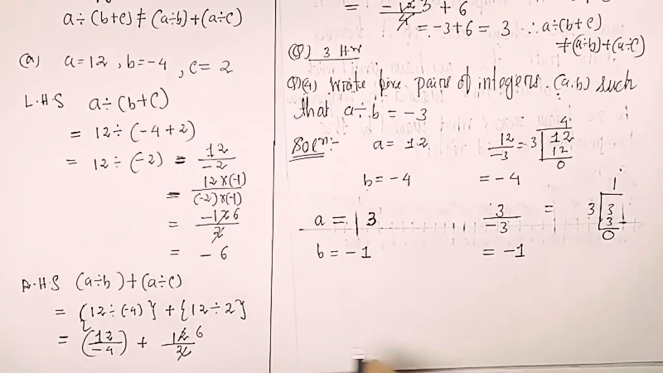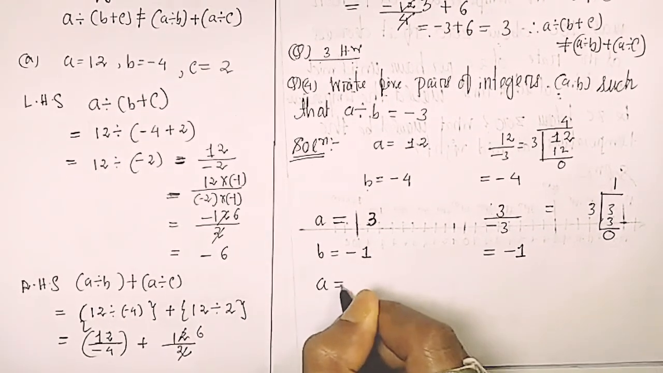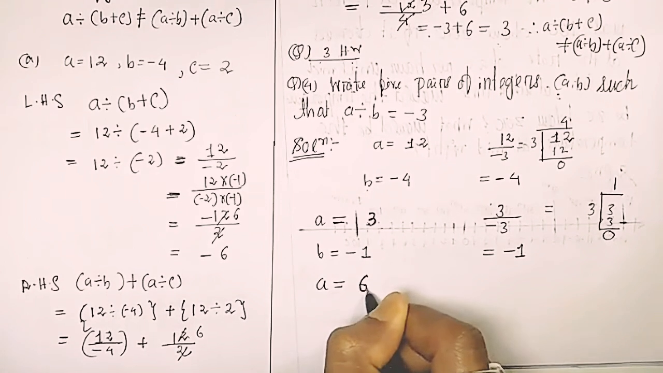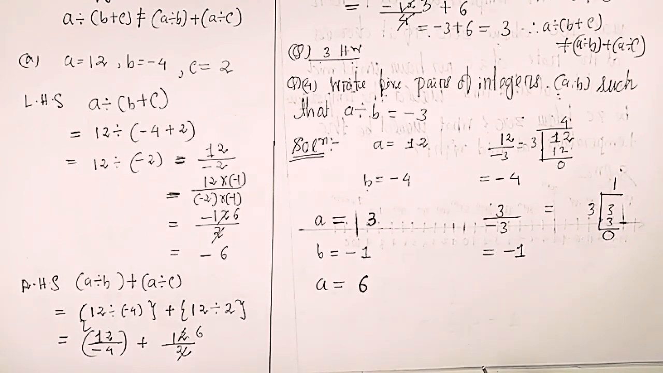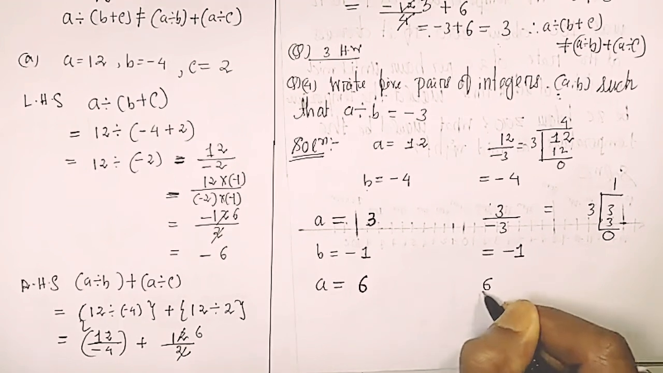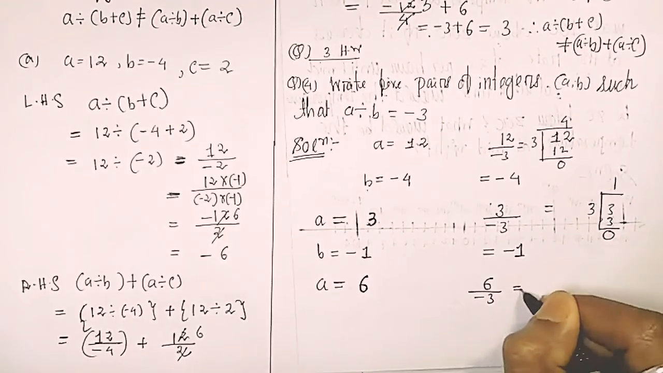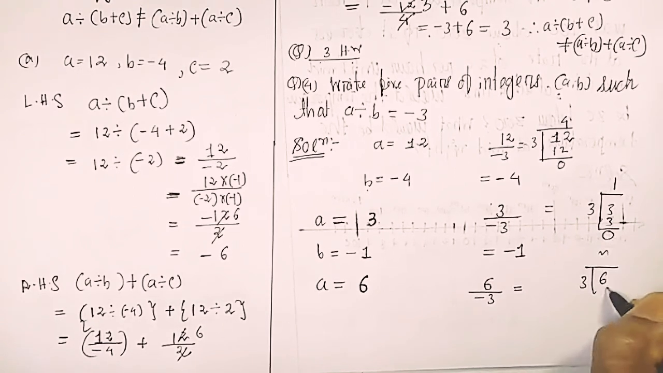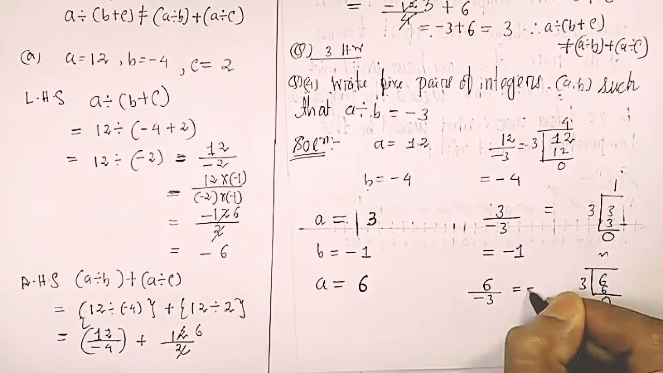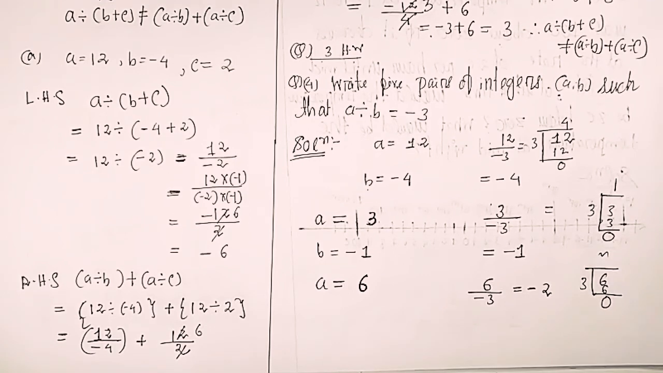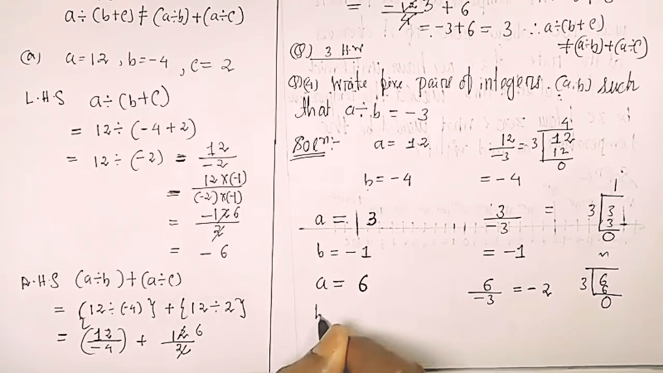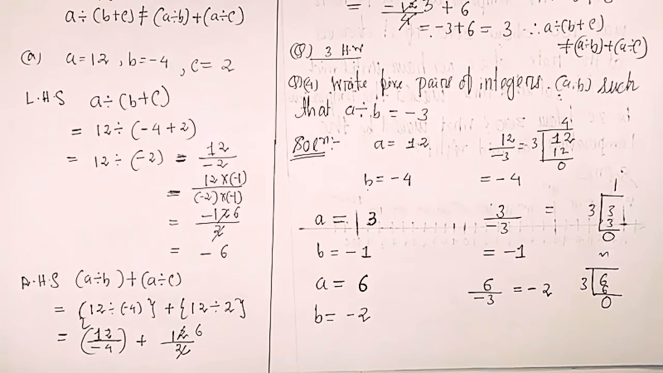Take one more example. Suppose A equals 6. Can you take 6? Yes, we can take 6 because 6 is divisible by minus 3. 6 we can divide by minus 3. So what is the answer? 3 2s are 6, remainder is 0. So answer is minus 2. It means B equals minus 2.